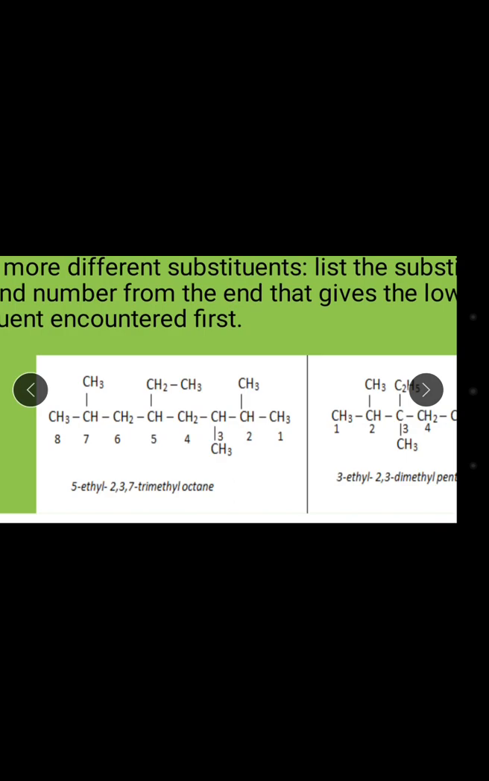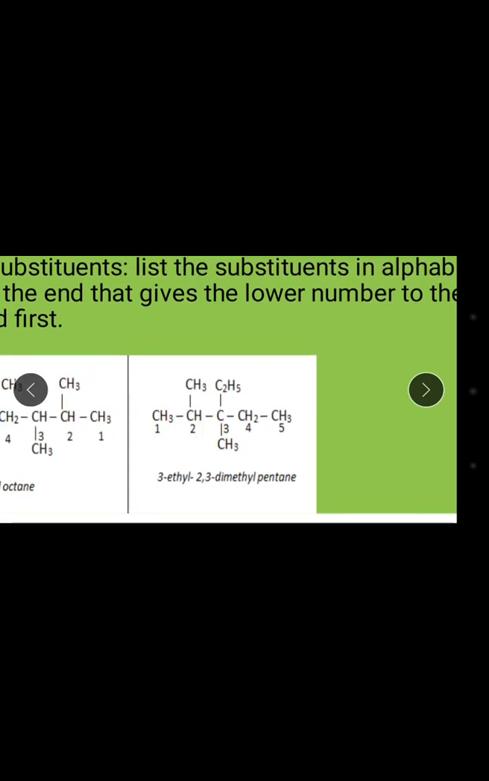Remember, look at this. The numbers are separated by commas. So you separate numbers by comma, you separate numbers and letters by hyphen. Don't ever muddle things up. So this is 5-ethyl by virtue of alphabetical ordering. 5-ethyl-2,3,7-trimethyloctane. So that is settled. Now let's look at another example here.